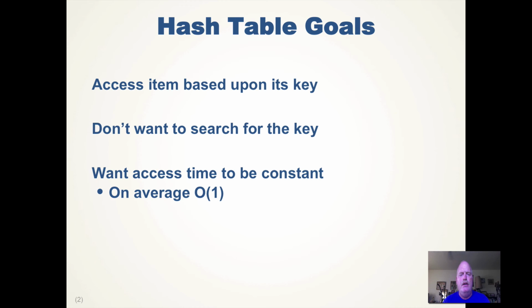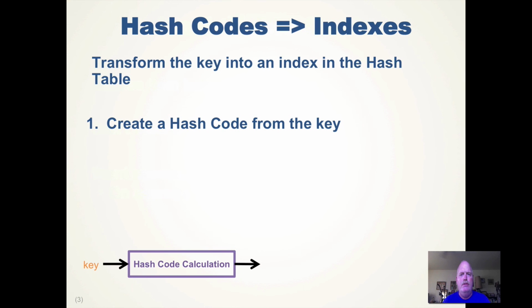We want the access time to be constant, or on average big O of 1. So we want it to be quick. So we want to be able to somehow calculate some index into the table based upon this key. So how do we do that?